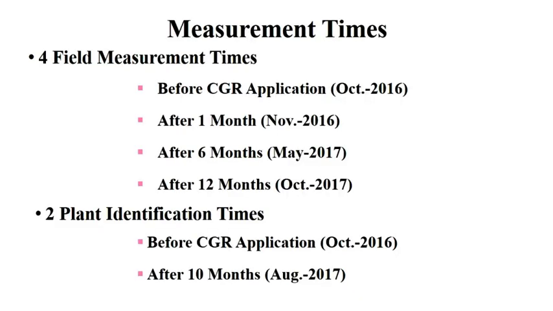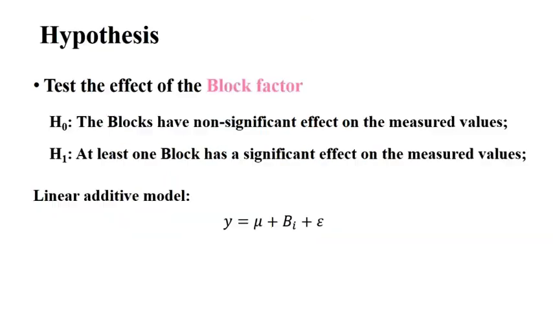Next, for the measurement times, we have four field measurement times. One is before we put the CGR into the Cady Farm. The second is 1 month after we put the CGR into the farm. The third is 6 months after. The last is 12 months, 1 year after we put the CGR into Cady Farm. And there are two plant identification times: one before CGR application, another 10 months after CGR application.